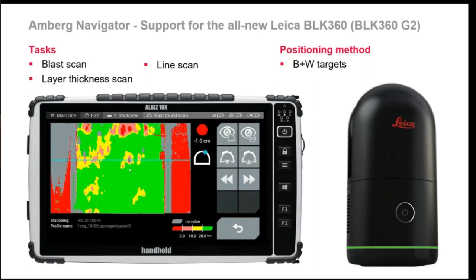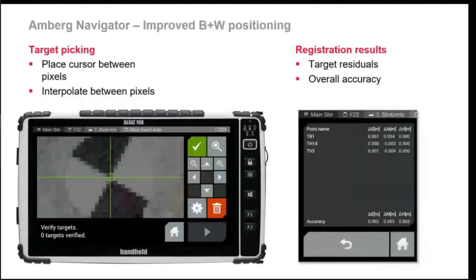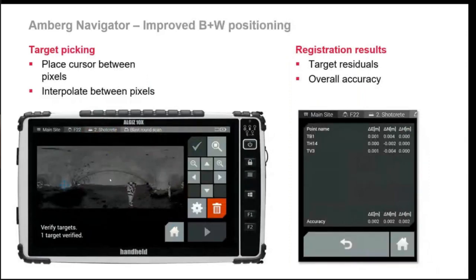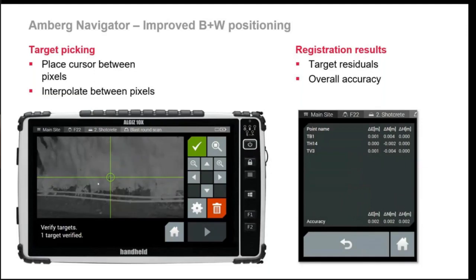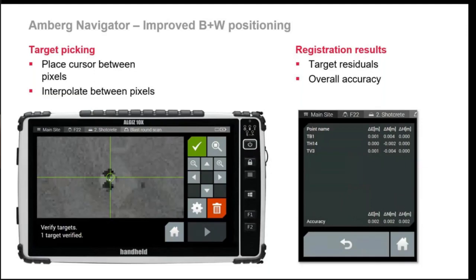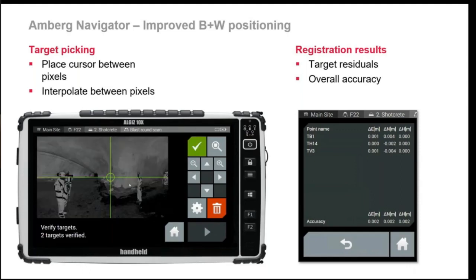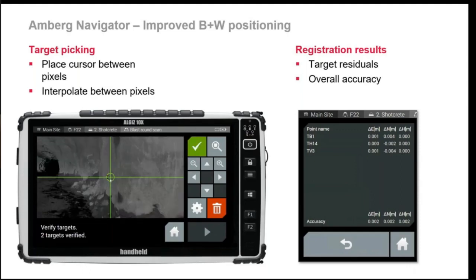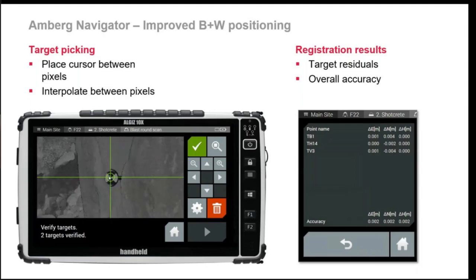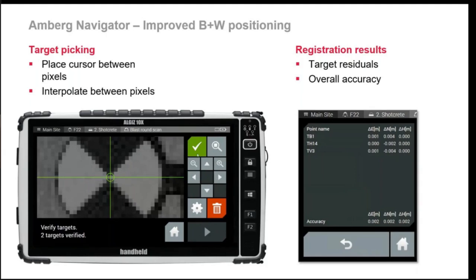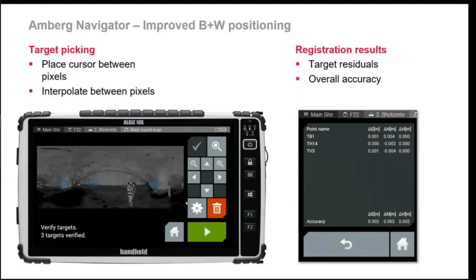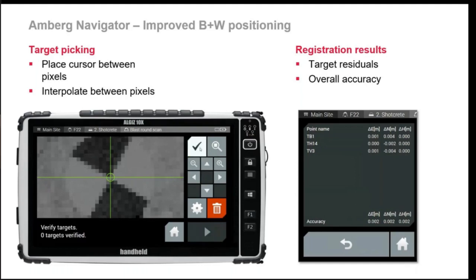For the black and white positioning method, we have also improved the workflow, especially regarding the precision to which you can select the center of the target. So typically here, you can see it's quite pixelated because this target is over 25 meters away or more. And of course here it's using the emulator, so I'm clicking with the mouse, but typically in the tunnel you're going to be using your finger to tap. Every time you tap, it zooms in increments.